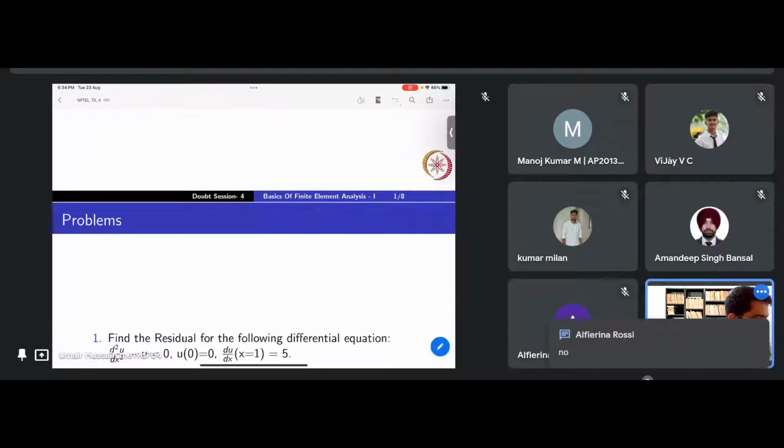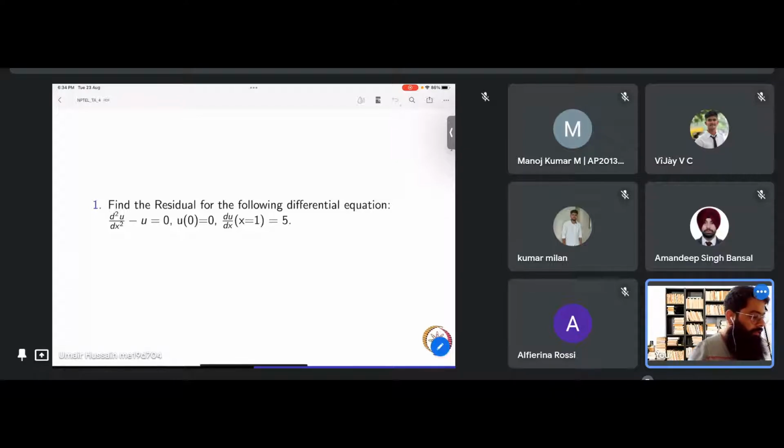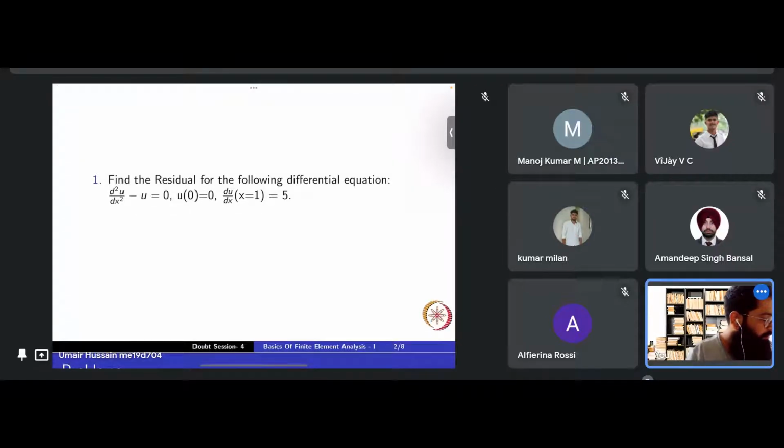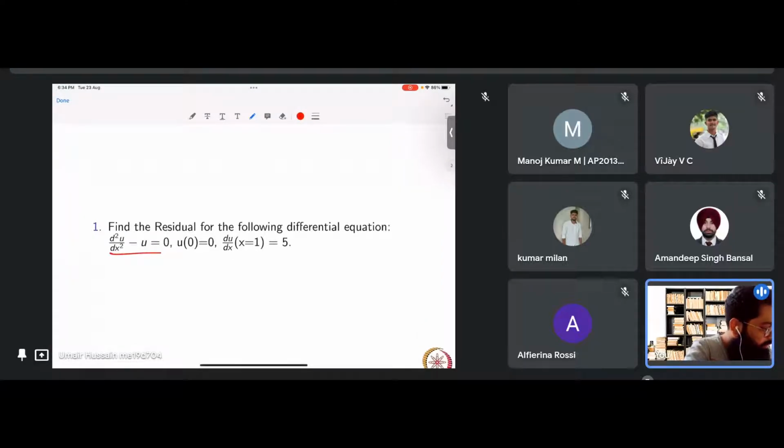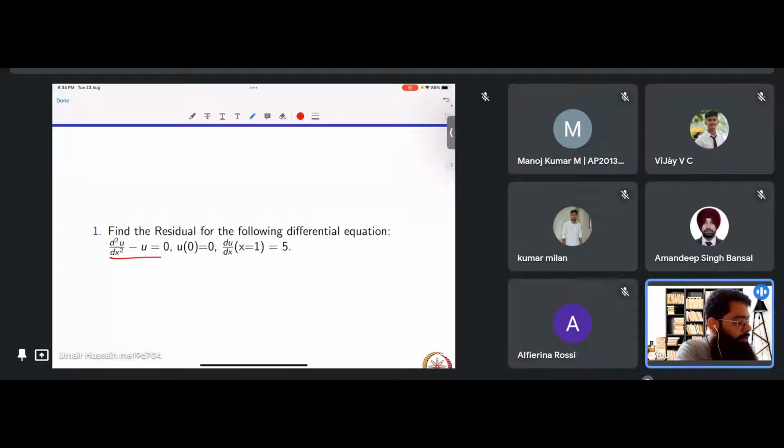Okay, so we are given a differential equation here, along with certain boundary conditions. So we need to write the weighted residual statement. Okay, so what is the first step we do? Please answer. Please guide me while I solve this. What should be the first thing I should do?